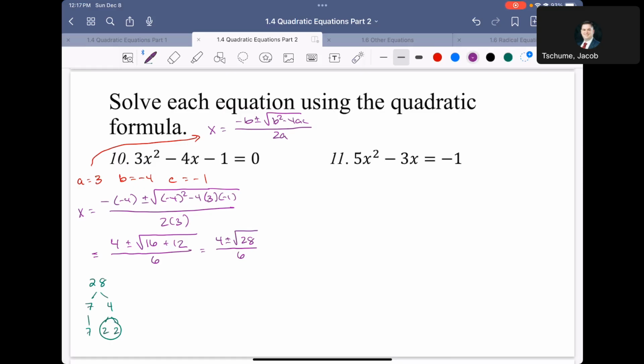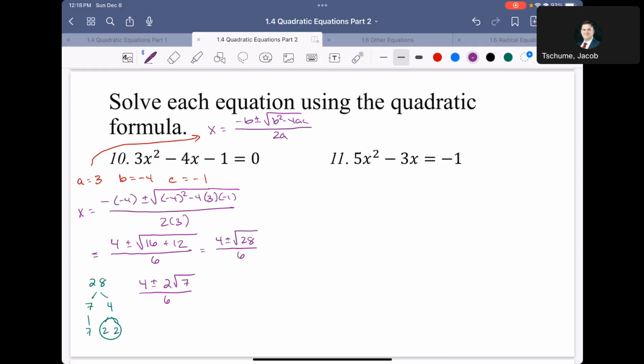And so when I go to rewrite this problem, it becomes 4 plus or minus. The pair of 2's that you have circled can come out to the front, and any numbers that you don't circle, which in this case is a 7, stay inside the square root. And so that becomes 2 square roots of 7, and it's still being divided by 6.